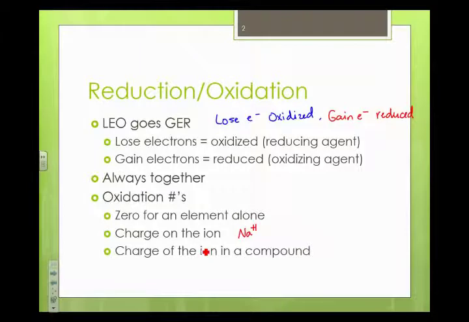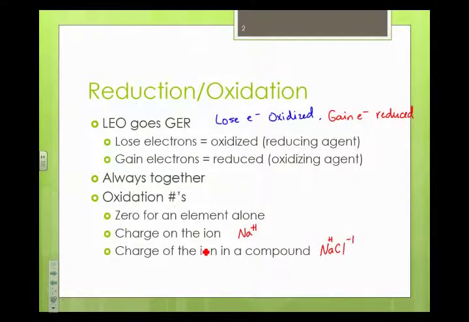And then finally, the charge of the ion in a compound is the oxidation number of that substance in a compound. So if we were looking at sodium chloride, we know from the periodic table that sodium is existing as a +1 ion in that compound, and chlorine is existing as a -1 ion. And so now we also know that sodium has a +1 oxidation number and chlorine has a -1 oxidation number.